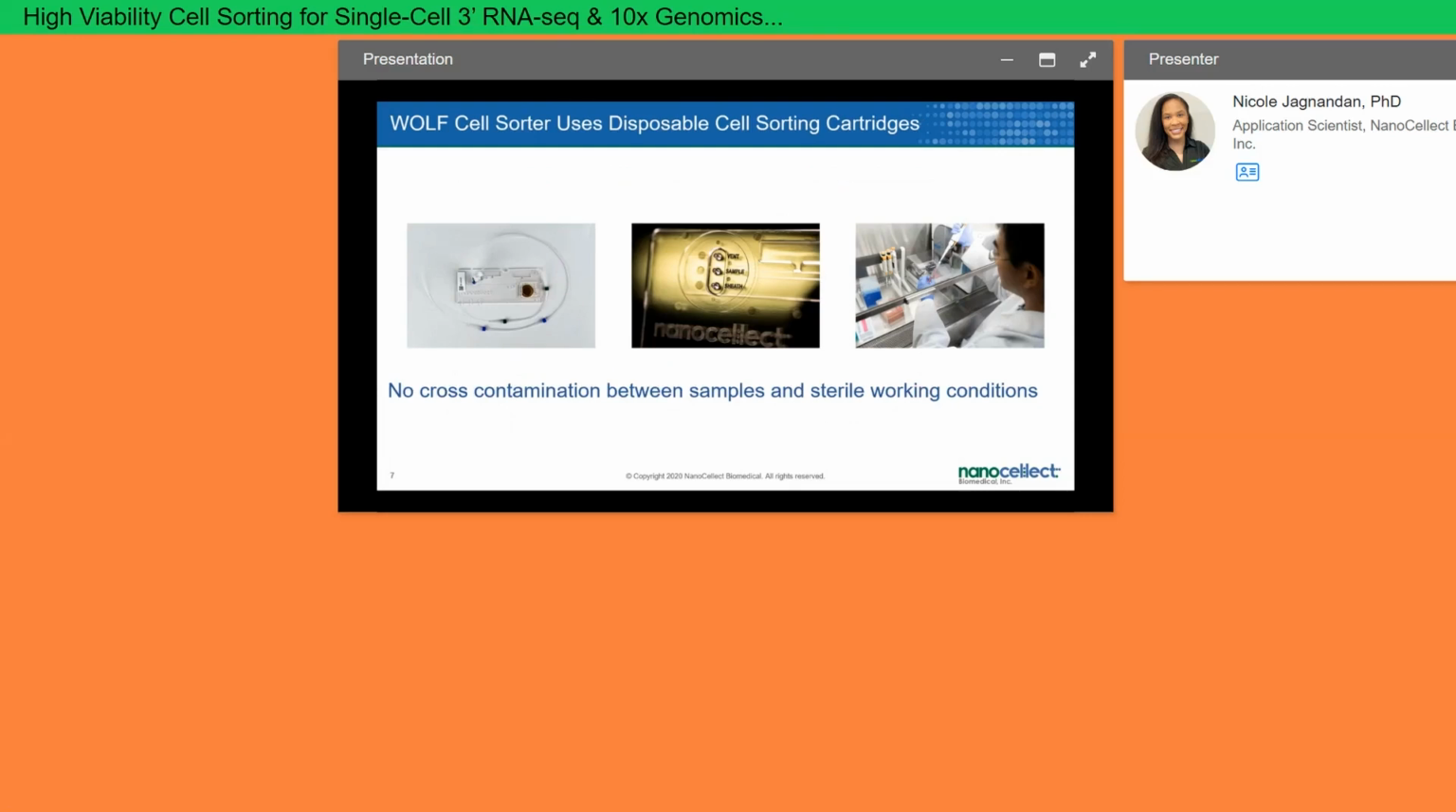Another advantage to using the WOOF cell sorter versus conventional cell sorters is that the WOOF uses disposable sterile cartridges. This means that you don't have to worry about there being any cross-contamination between your samples. Everything that your sample and sheath touch goes through this disposable cartridge, so that you can simply switch out your cartridge between samples. This feature, along with the capability of the WOOF to be used in a biosafety cabinet, allows you to truly work in sterile conditions when preparing your sample for single-cell library generation.